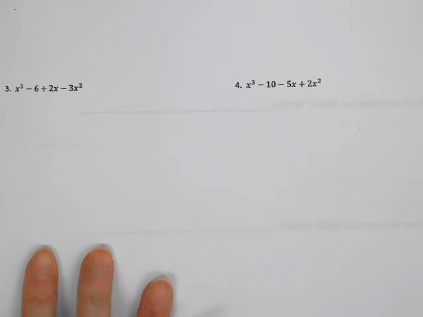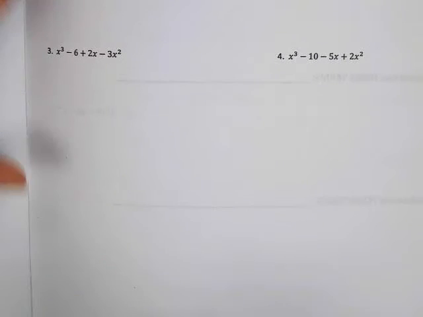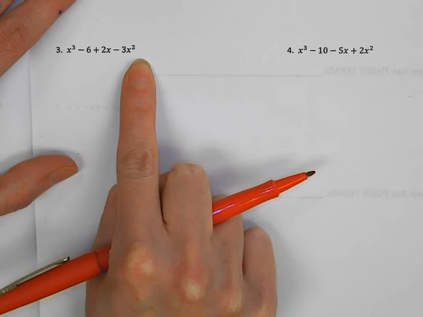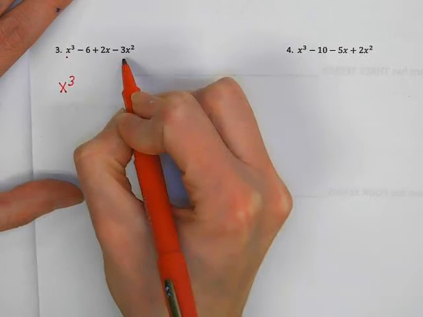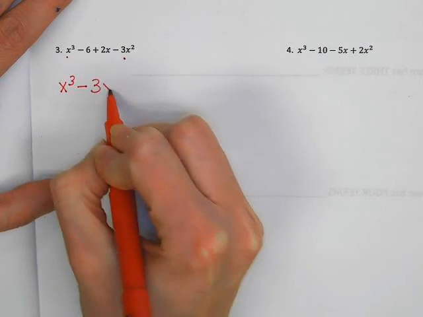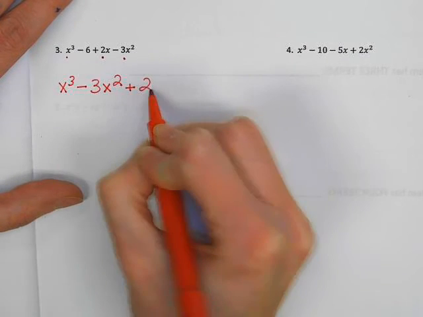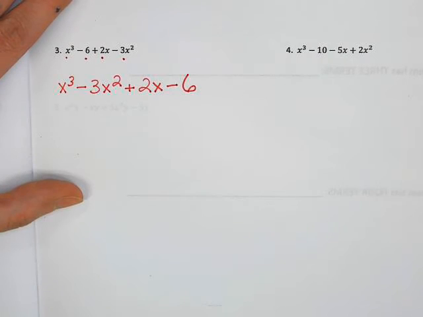Now we're going to get into factoring four terms by grouping. First thing you have to do is rewrite it in descending order. The highest power we write first, the next highest power second, the next highest power third, and the constant we write last. Always write it in descending order first.